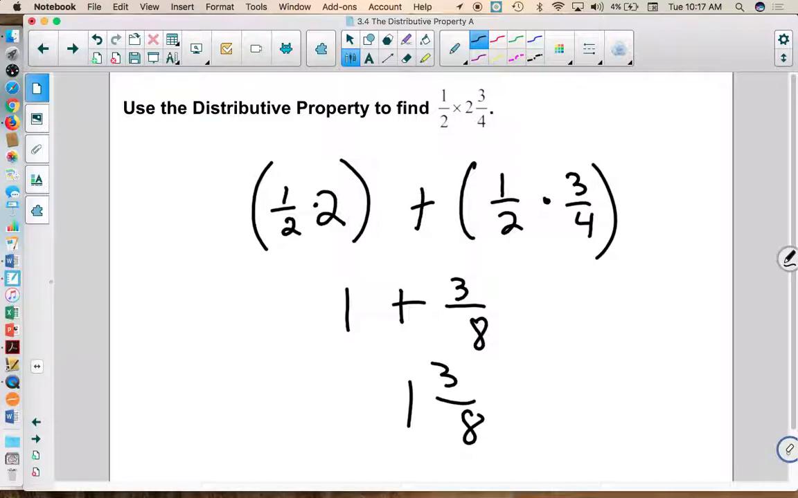Do you agree that 2 3/4, do I have equivalent expressions? Is that an equivalent expression? Okay. And if I multiply 1/2 by both pieces, I get 1 3/8. Do you agree? Altogether. Does it make sense to you now? It is easy.